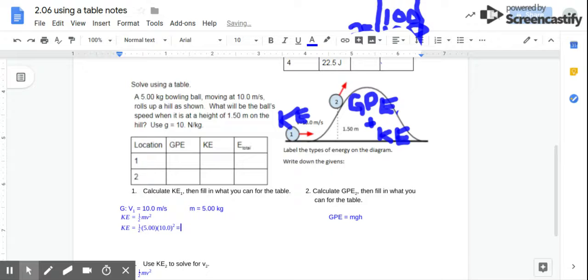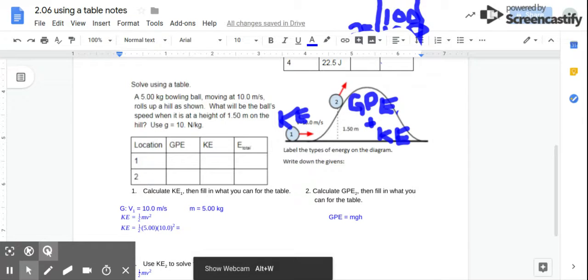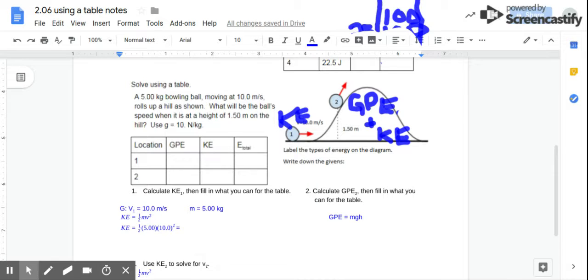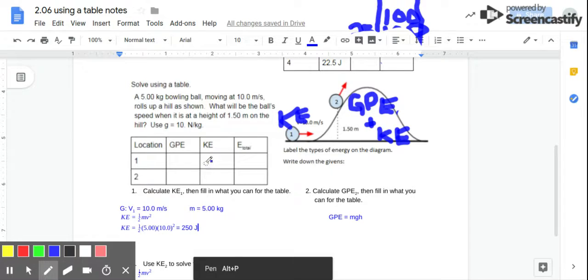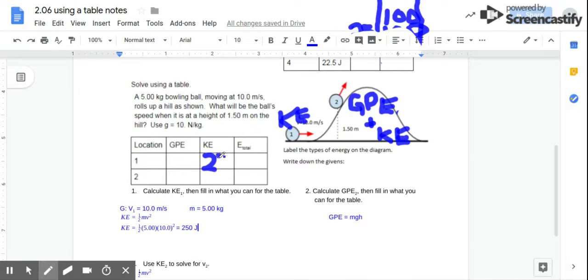Okay, so then I'm going to go over here. I probably don't need this, right? Because half of 5 is 2.5. 10 squared is 100. 2.5 times 100 is going to be 250. Hopefully you understand where I came up with that. So hopefully mental math, there we go, 250 joules. Okay, so we're going to fill that in up here. It says fill in what you can. So 250, and it's going to be 250 dot.